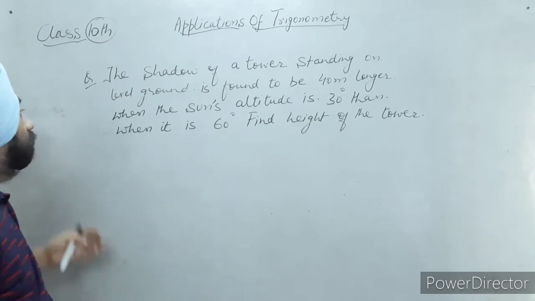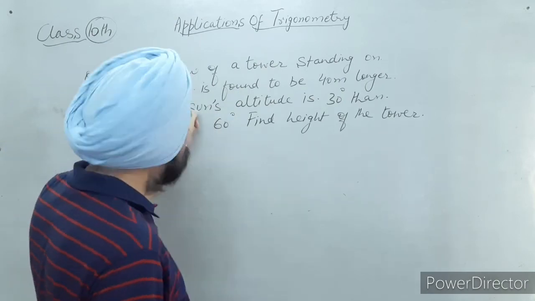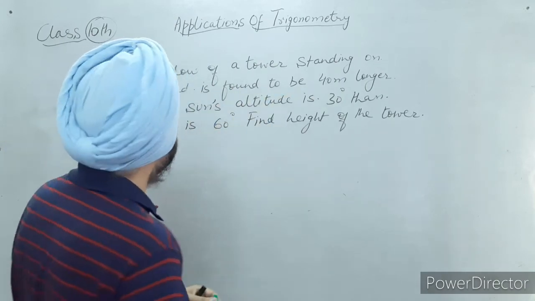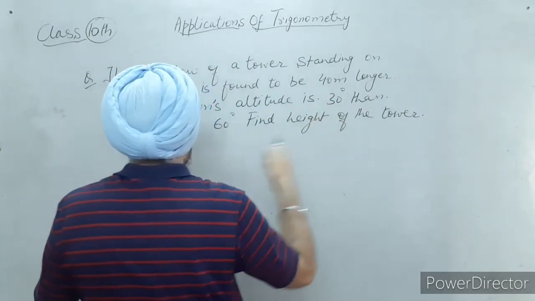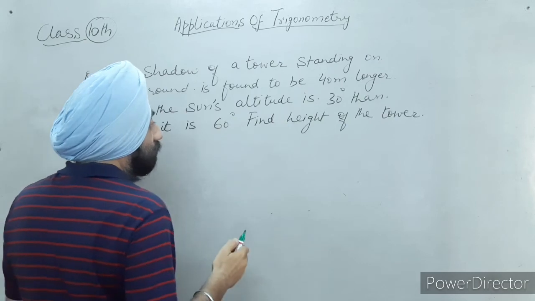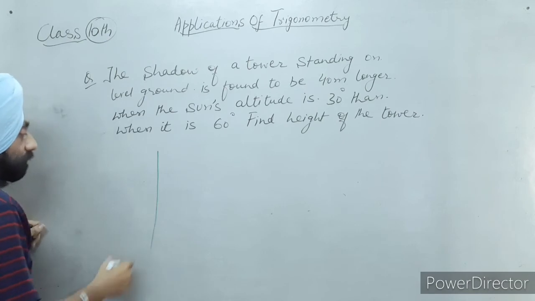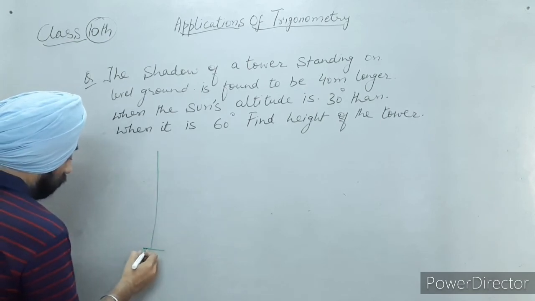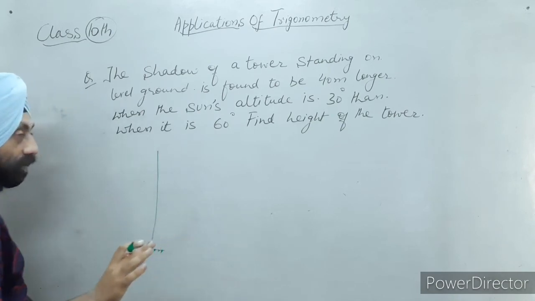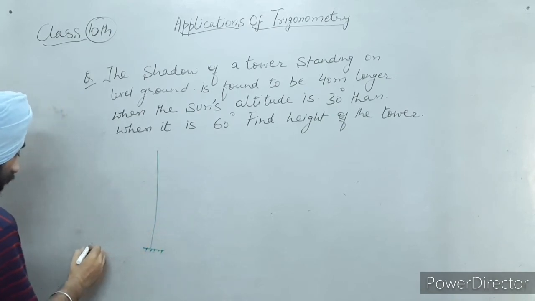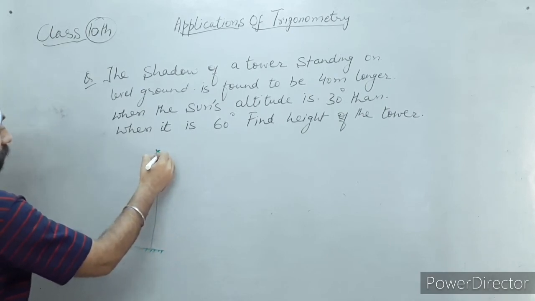Now, just convert this into a figure form. The shadow of a tower standing on a level ground is found to be 40 meter longer when the sun's altitude is 30 degrees than when it is 60 degrees. Find out the height of the tower. Let this be the tower standing on a level ground, right? Yeah, tower is fixed on a level ground. Its shadow falls over here. The sun is somewhere here, right?